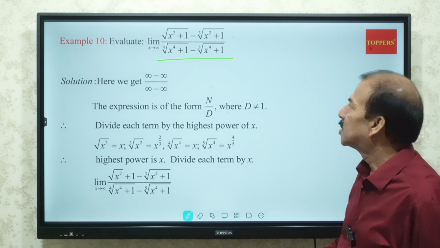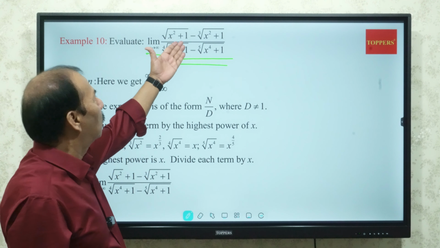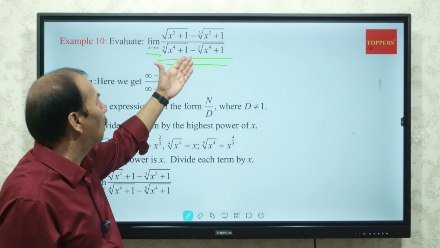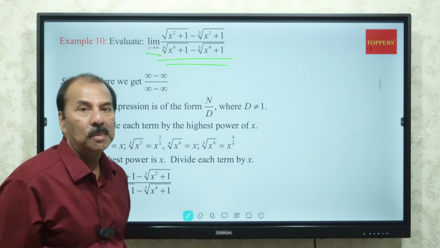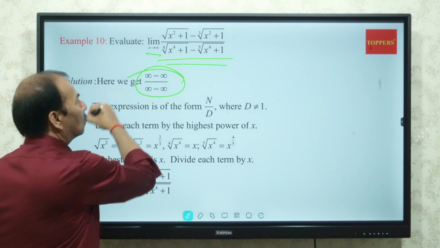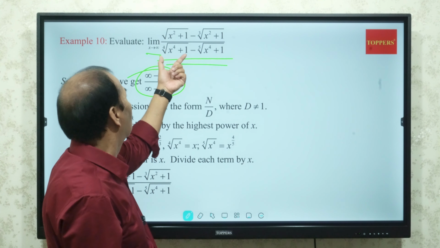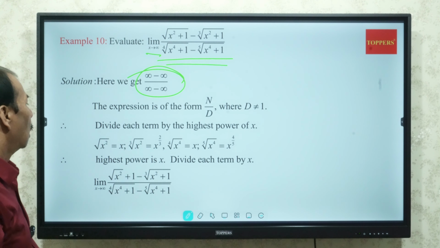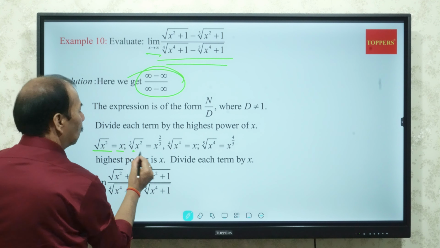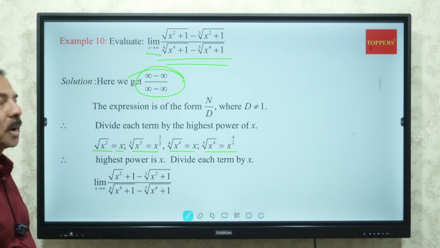Here also limit x tends to infinity. You can see this limit, x tends to infinity, square root of x square plus 1 minus cube root of x square plus 1, divided by fourth root of x to the power 4 plus 1 minus, again, fifth root of x to the power 4 plus 1, and so on. So again if you observe, this is in the form infinity minus infinity divided by infinity minus infinity. So if you consider again the highest power, from here we are getting x, from this x to the power 2 by 3, from this x, and from here x to the power 4 by 5. So highest power is what?